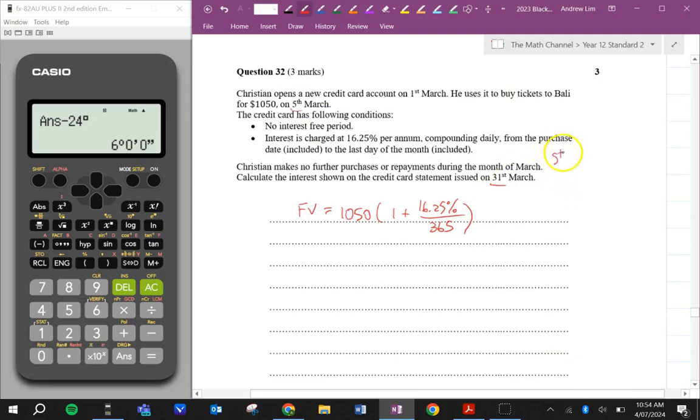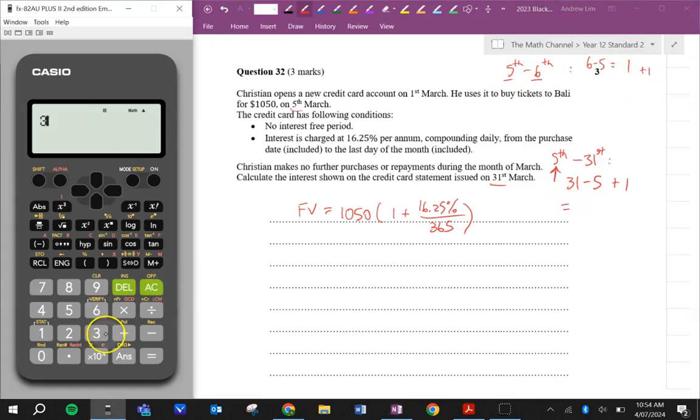So from the 5th to the 31st, what we need to do is 31 minus 5, but we need to always add 1 because we need to include that 5th day, or the first day technically. Because if we do 31 minus 5, it won't include that first day. So for example, if there were only 2 days, let's say 5th to the 6th, if we were to do 6 minus 5, that's only 1 day, but we need to include both. And we can see that there are actually 2 days. So we need to add 1.